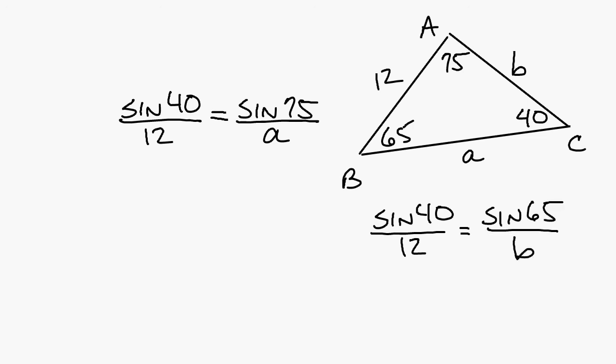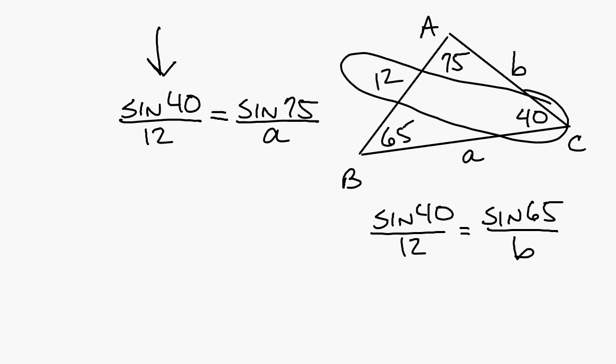You can set them both up first if you want, and then you can work through them and do the math. But you're going to want to set your first ratio with what you know. You're going to have the sine of an angle over its opposite side equal to the sine of another angle over what you're trying to find.